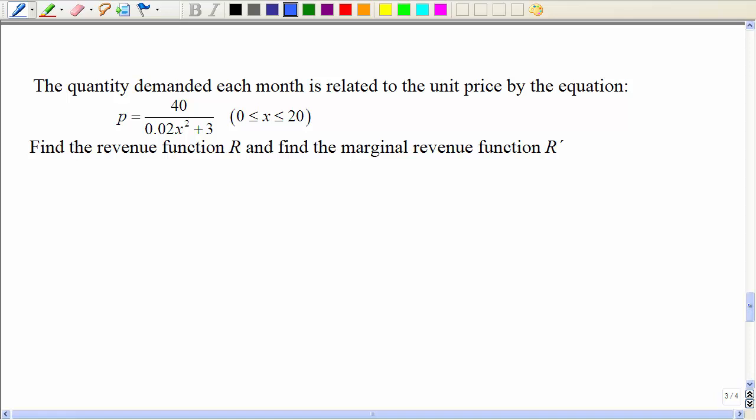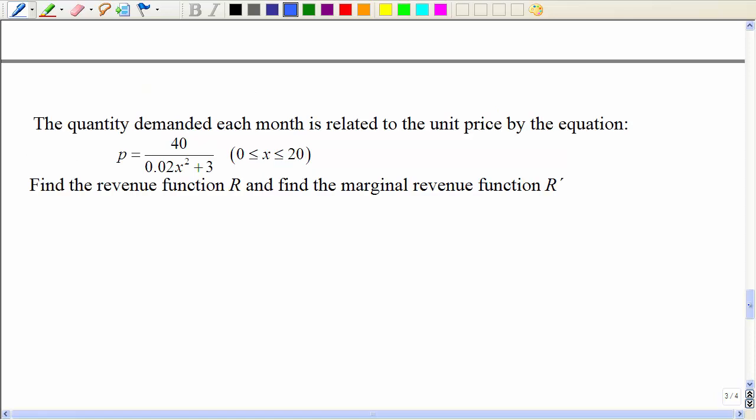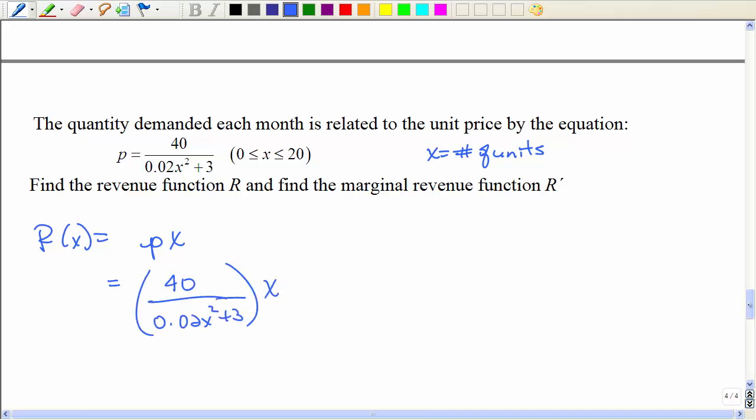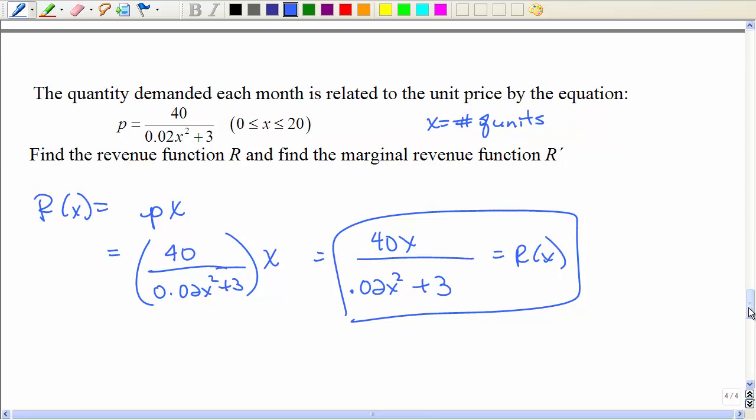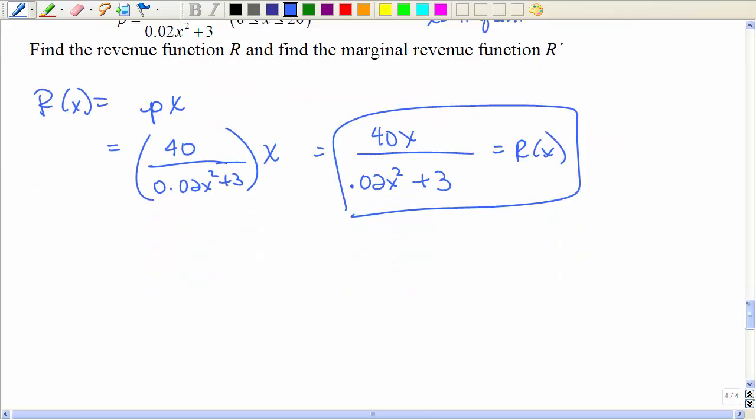So here is an example where we've got a quantity demanded related to the unit price. We want the revenue function. We have a quantity demanded, and of course x is the number of units. To find the revenue function, you want to multiply the price times the number of units. So I would take this and multiply it by x. The x is just going to go in the numerator, and that's my revenue function. Now I want to find the marginal revenue function, so I want to take the derivative of that.